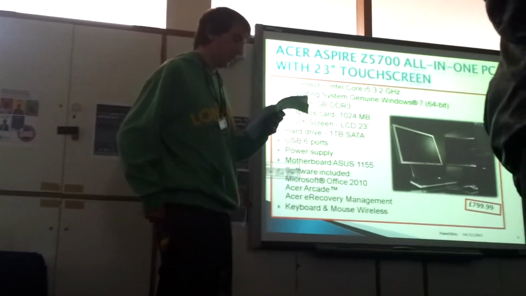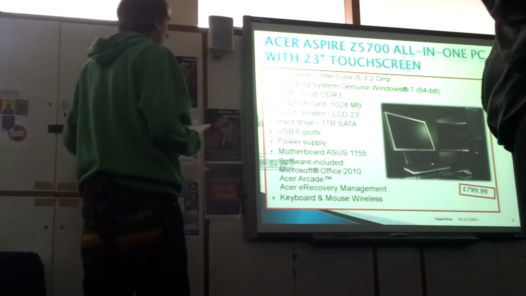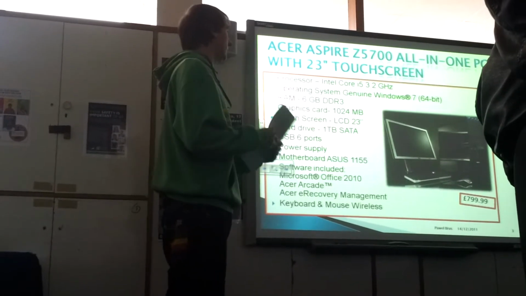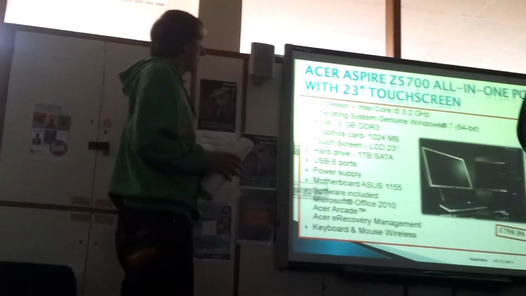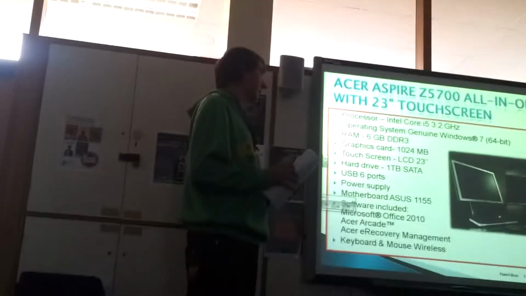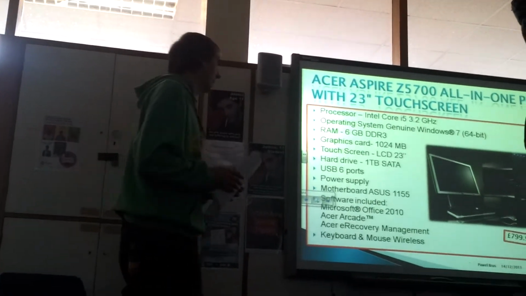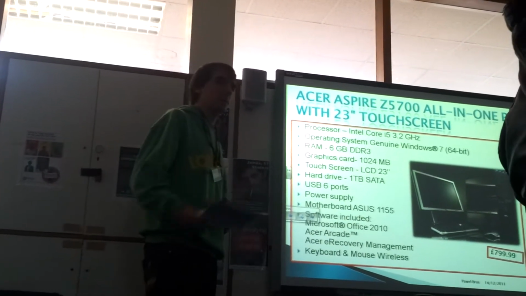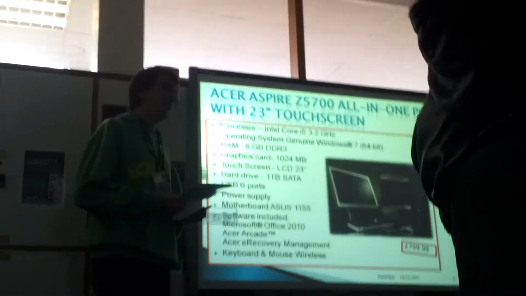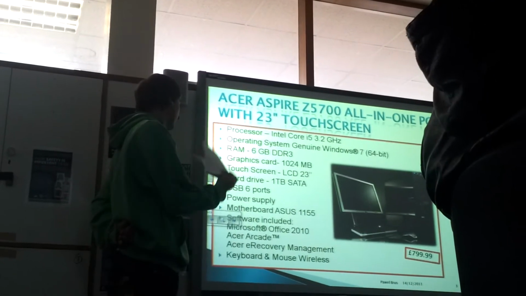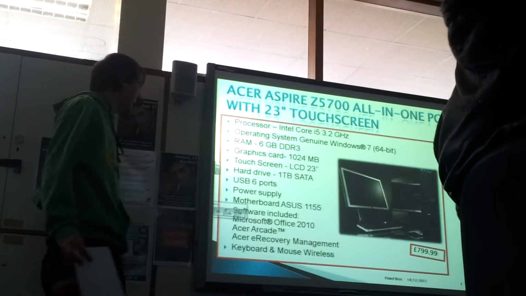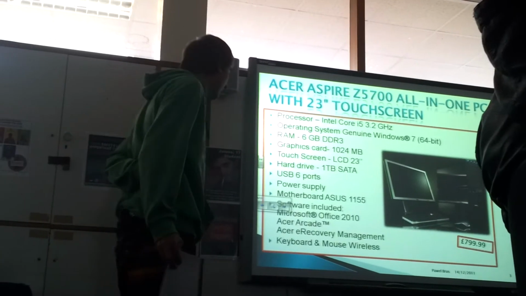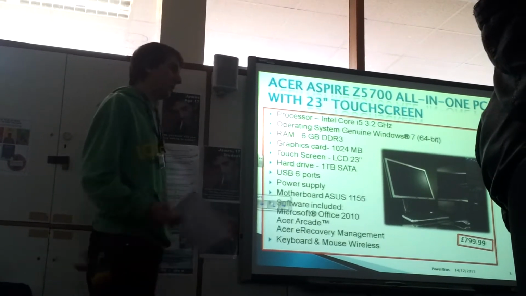Now we will tell you more about the components of that computer. It's an Intel Core i5 processor, 3.2 GHz. Its operating system is Windows 7, 64-bit. The RAM is 6 GB DDR3. The graphic card is 1024 megabytes. The monitor is a touch screen, LCD, 23-inch. The hard drive is 1 TB SATA. It has 3 USB ports and a power supply. Its motherboard is Asus 1155. The software included is Microsoft Office 2010, Acer Arcade and Acer Recovery Management, and a keyboard and mouse for free.